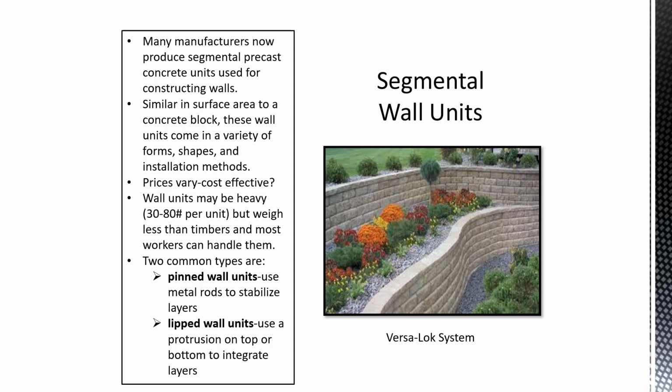Segmental walls. Many manufacturers now produce segmental precast concrete units. They're similar in surface area to concrete block. These wall units come in a variety of forms, shapes, and even colors, and even different installation methods. We've got the pin wall units and the lip wall units. I would prefer the lipped wall. They're just a little bit easier to work with, in my opinion. The pin, you've got to stick those rods in it.